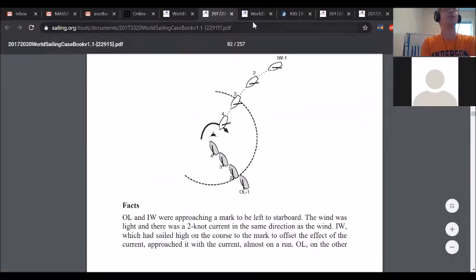So let's find, whoops, again, hitting that button to stop screen share. Right here, I think there we go.